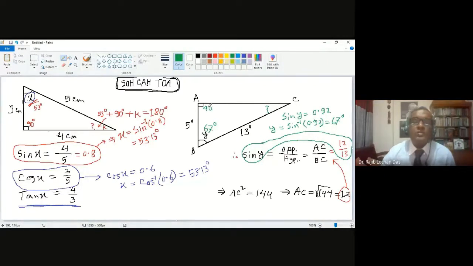This is the rule of a triangle. One angle is 90 degree, another angle is 67. So the third angle you can find out easily because all together it should be 180 degree. Is that okay?